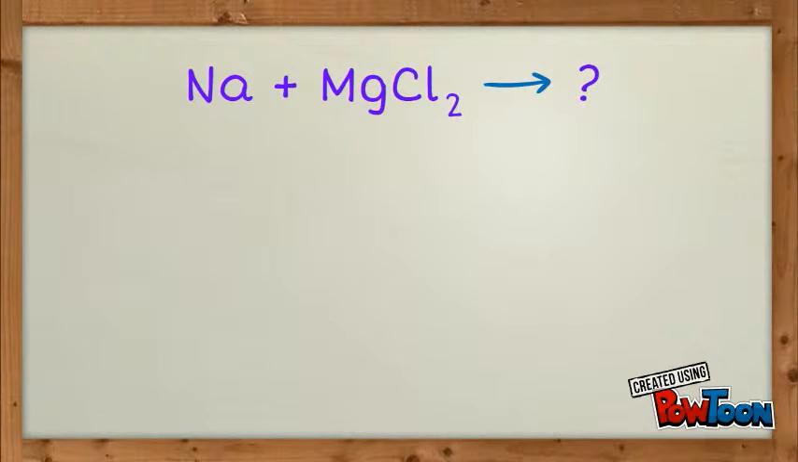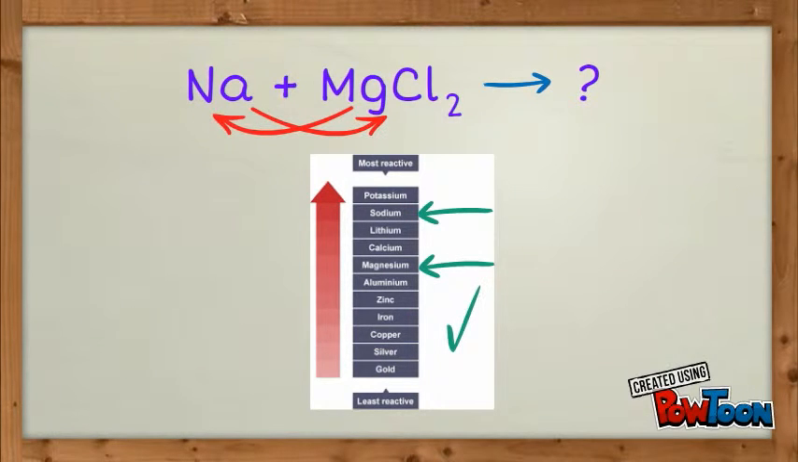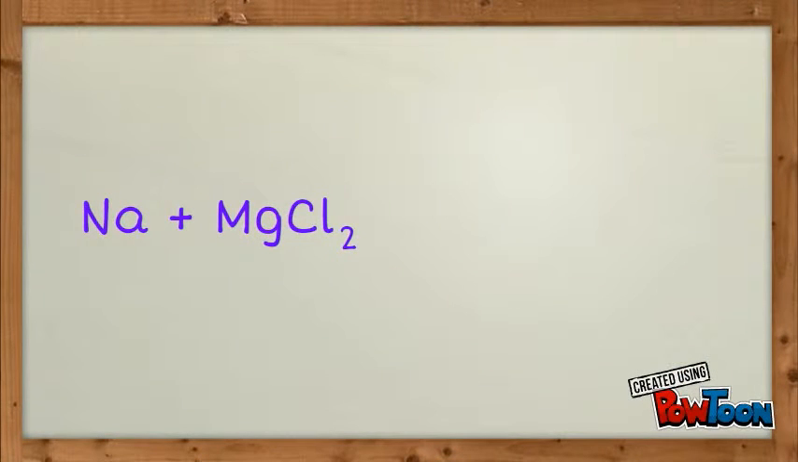Our first example is Na plus MgCl2. So first you're going to look at your activity series chart and see that sodium comes before magnesium, which means that sodium will replace magnesium in the equation. So the equation will become Na plus MgCl2 produces NaCl plus Mg.